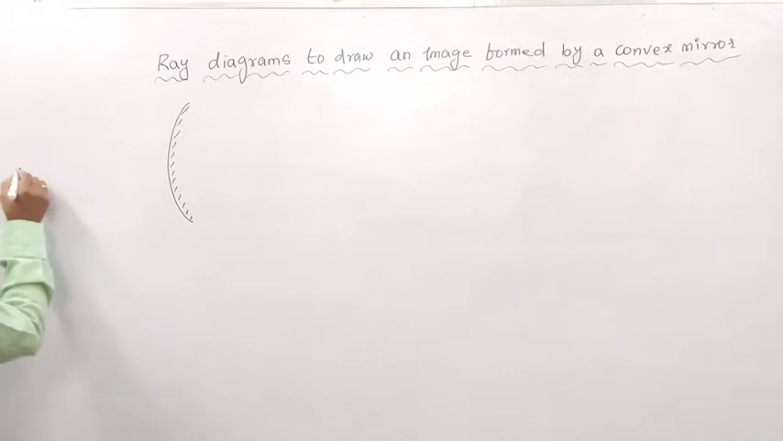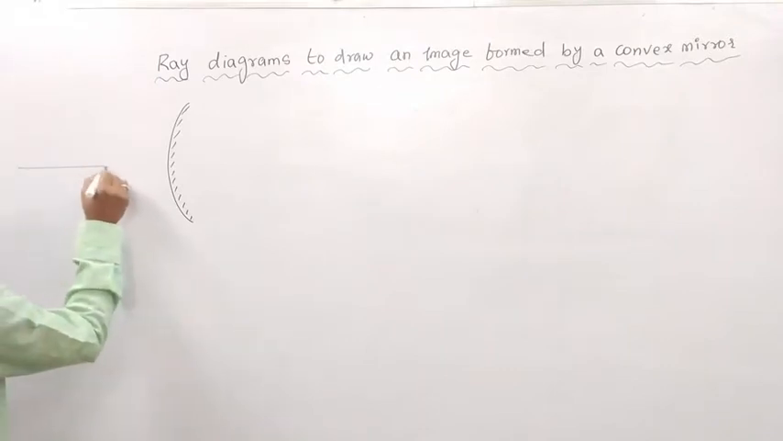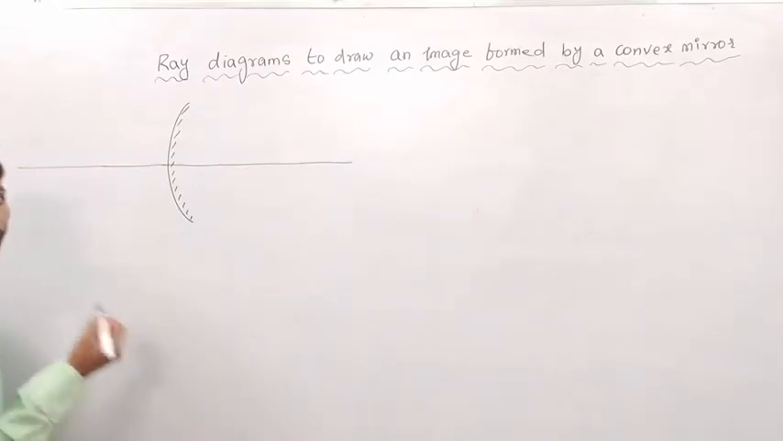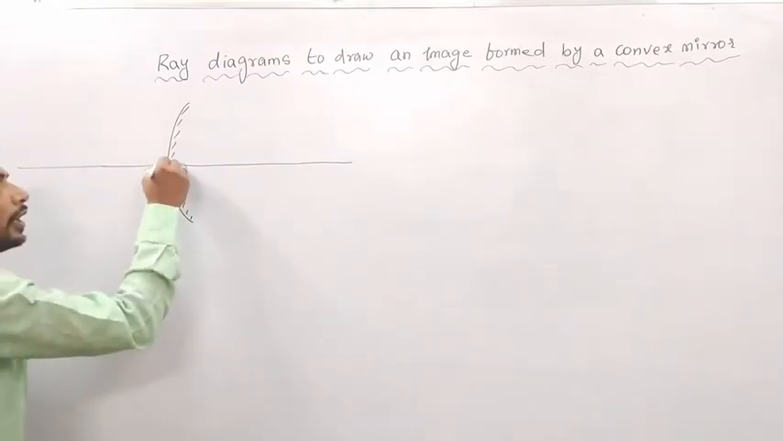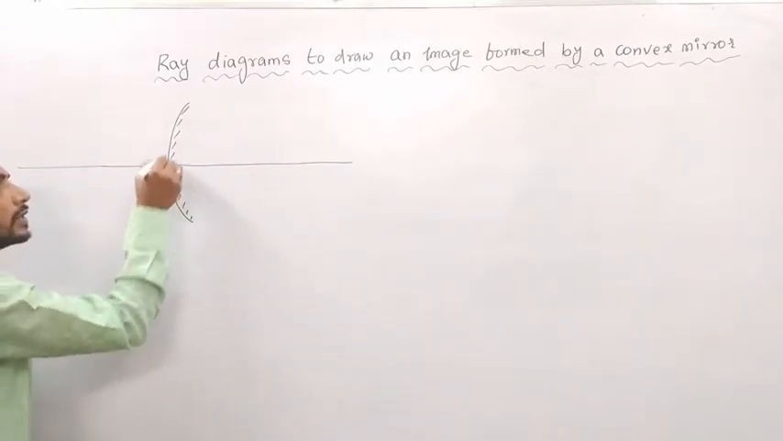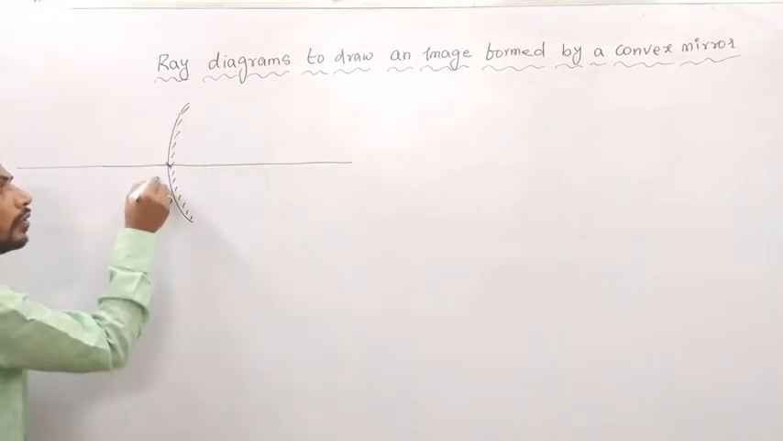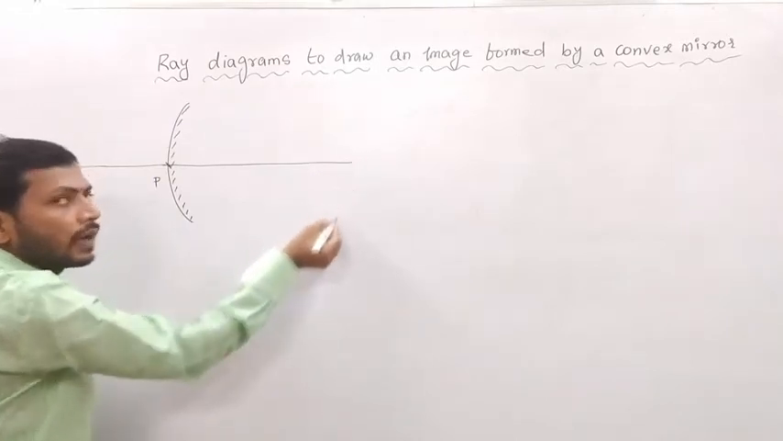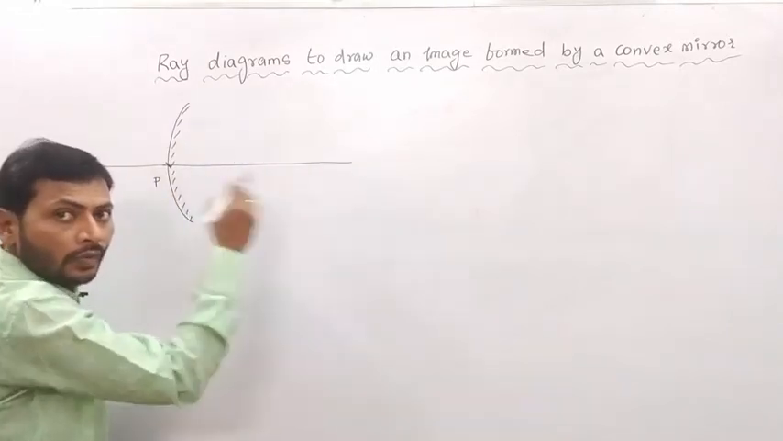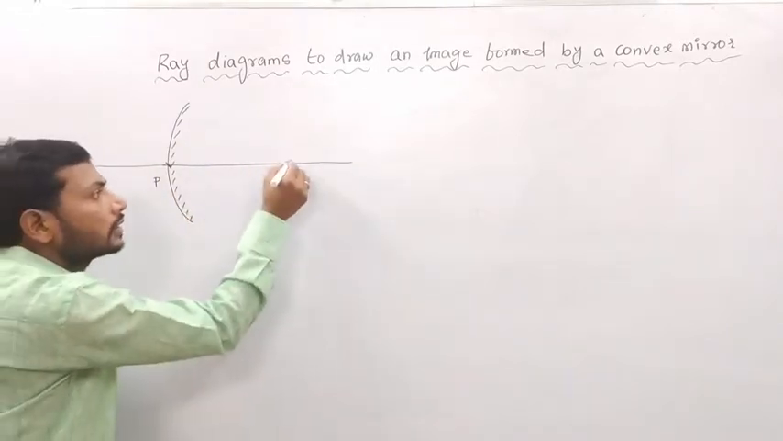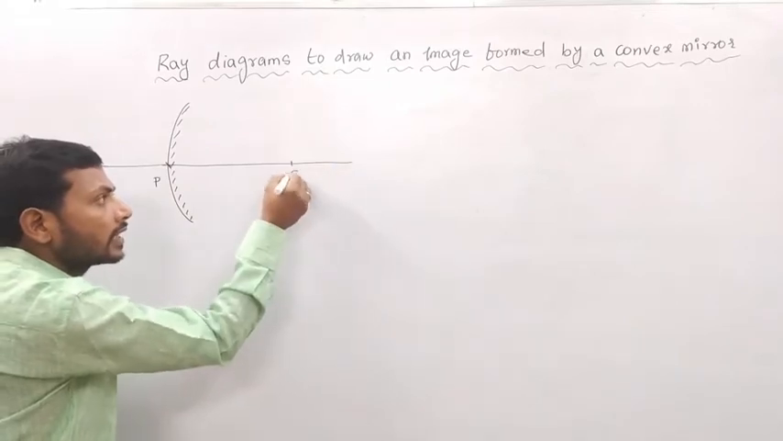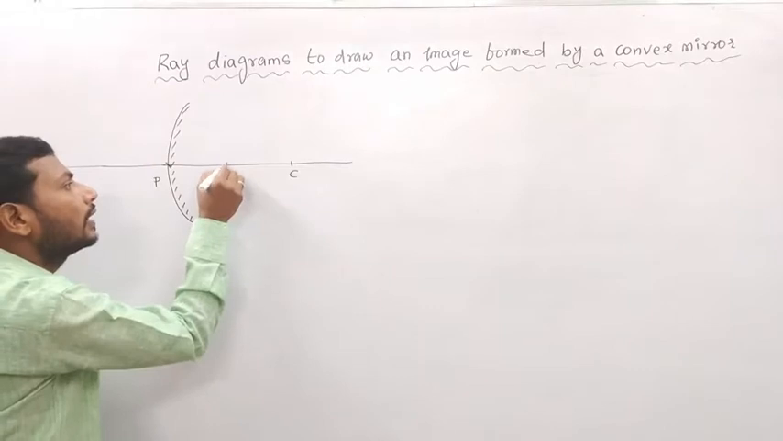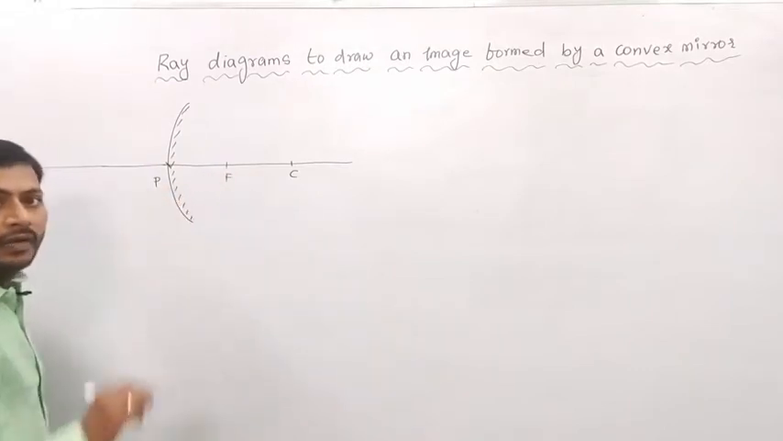Now, when you draw the pole, focus and center of curvature: the midpoint of the mirror is called the pole, the center of the sphere from which you have taken this part is called the center of curvature, and the midpoint of the center of curvature and pole is called the focus. This thing we already know.